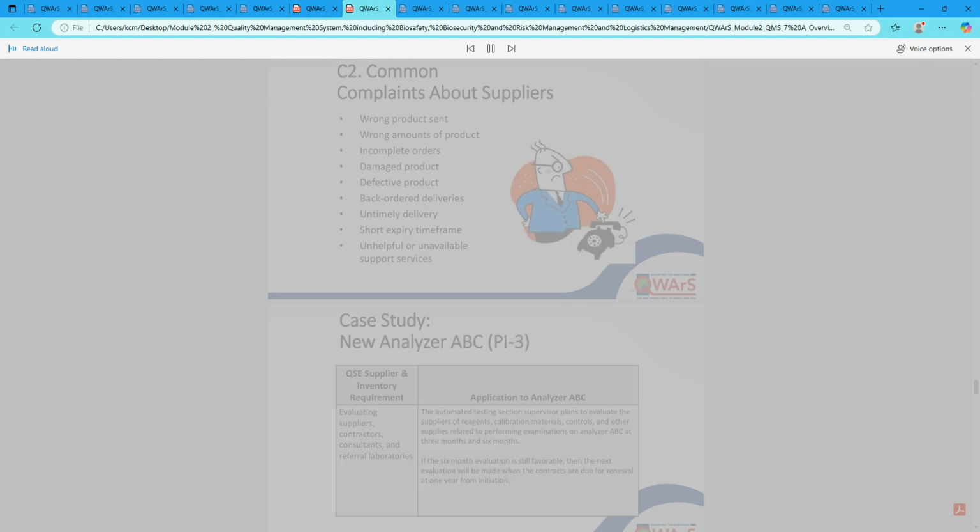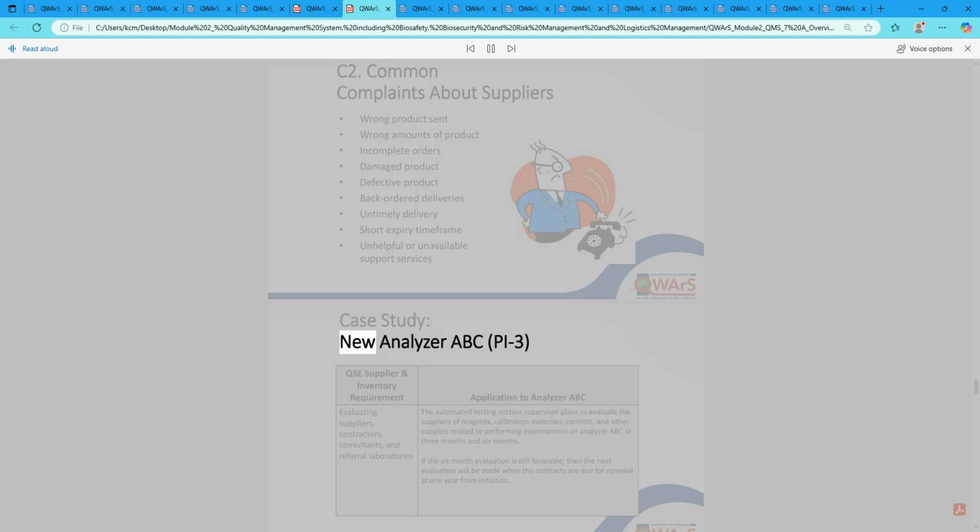C2. Common complaints about suppliers. Wrong product sent, wrong amounts of product, incomplete orders, damaged product, defective product, backordered deliveries, untimely delivery, short expiry time frame, unhelpful or unavailable support services.